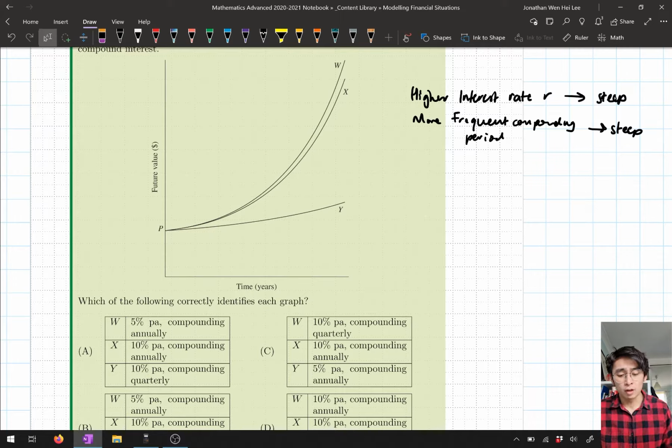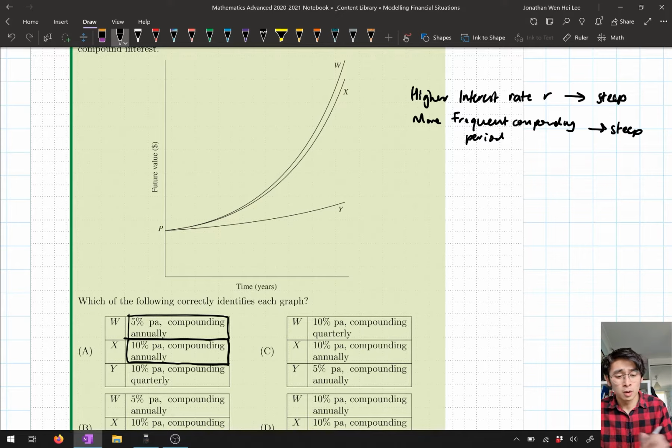Well, if you have a look at the graph, this one is saying that W is the lowest interest rate and it's compounding annually. And if we just start by comparing that with X, X has a higher compound interest and is compounding annually as well. But if you have a look at the graph, W is higher than X. This doesn't make any sense.